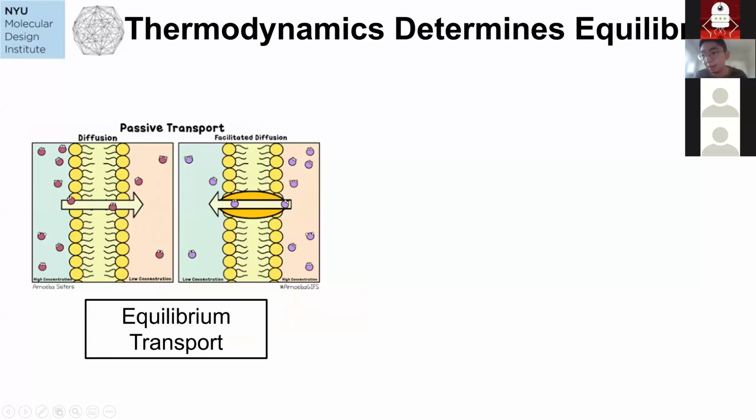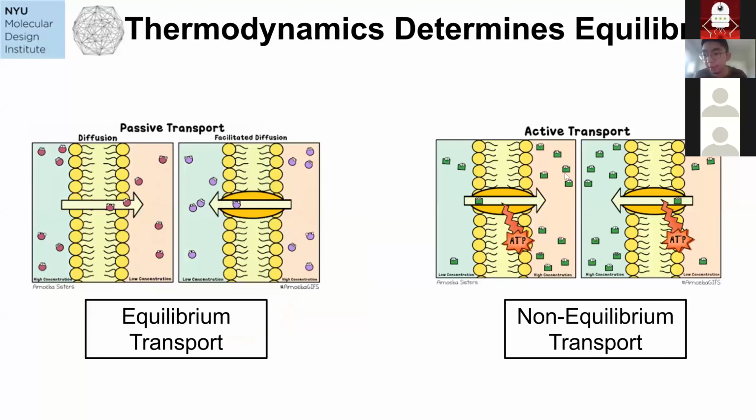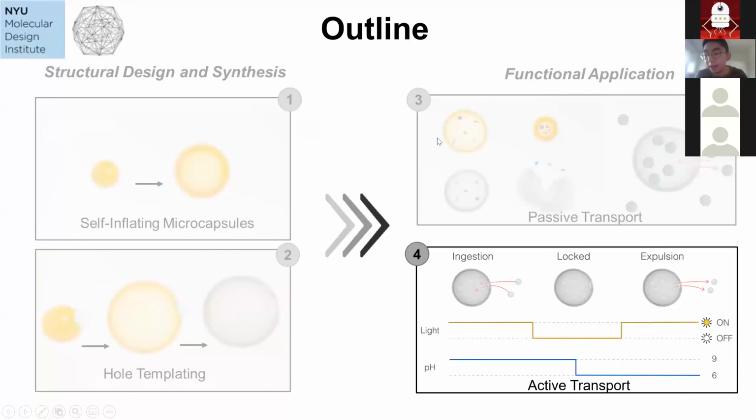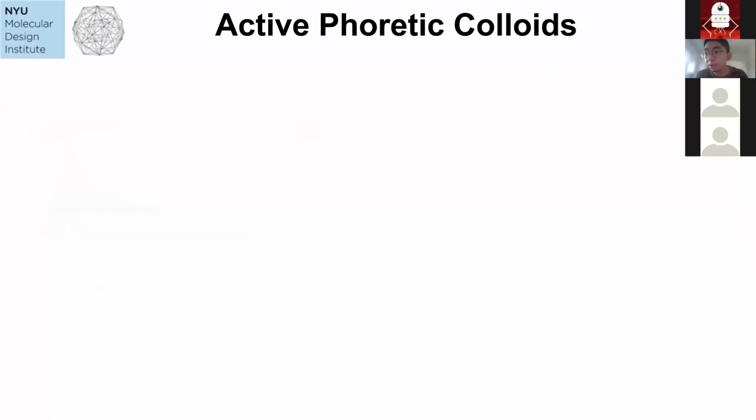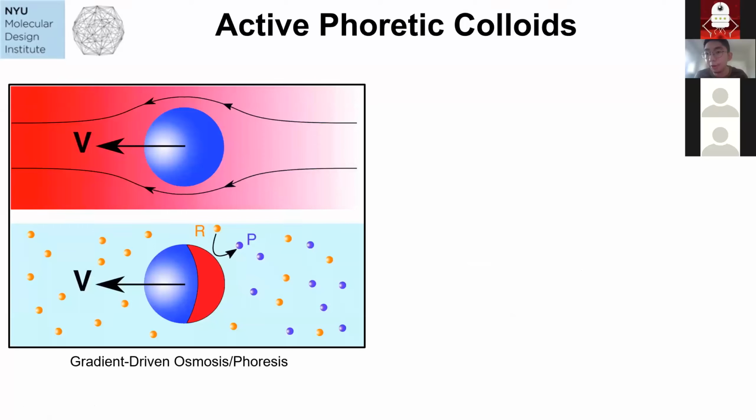But the living cell system always harnesses the energy of ATP to break the concentration equilibrium so that they can accumulate the things they like and expel the waste they accumulated beforehand. So this kind of non-equilibrium transport is very hard to realize in abiotic systems because you need to have an energy input that can be selectively consumed and transformed into this kind of cross-membrane motion. So in the final part, I'd like to talk about how we can utilize the power of active colloids to realize that. So we are going to use the group of active colloids called phoretic colloids.